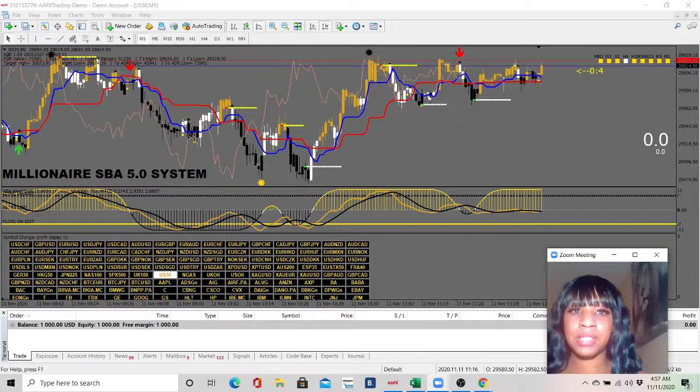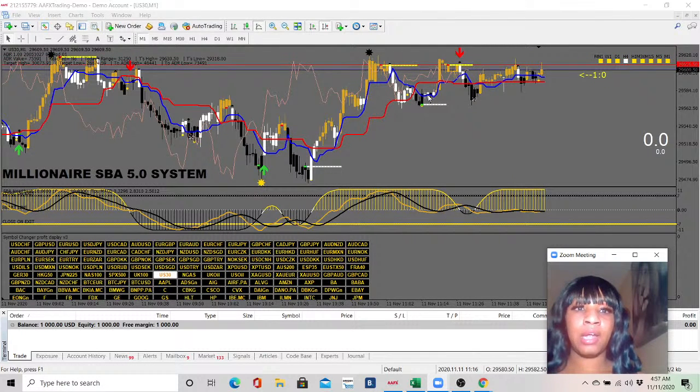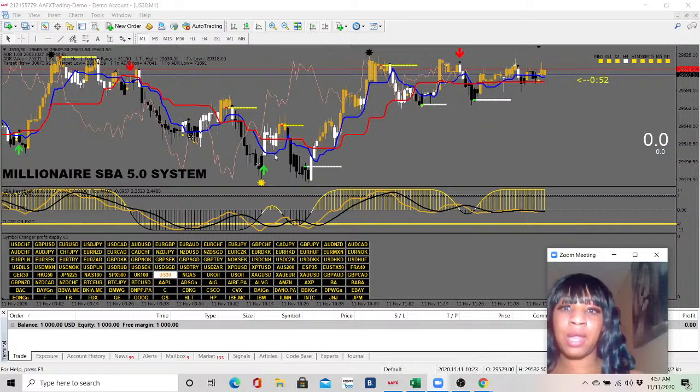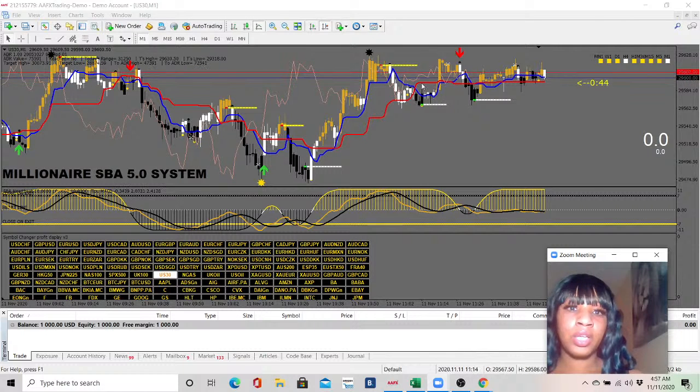So basically, even though a star bar arrow might print, I don't take a trade until my Tenkan-sen crosses over the Kijun-sen. If it is a buy, Tenkan-sen over the Kijun-sen. If it's a sell, Kijun-sen over the Tenkan-sen itself.